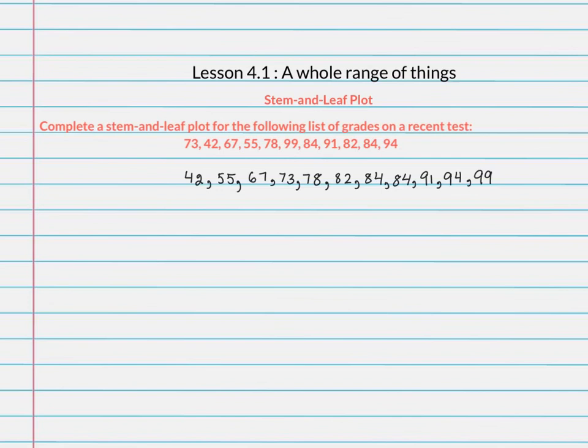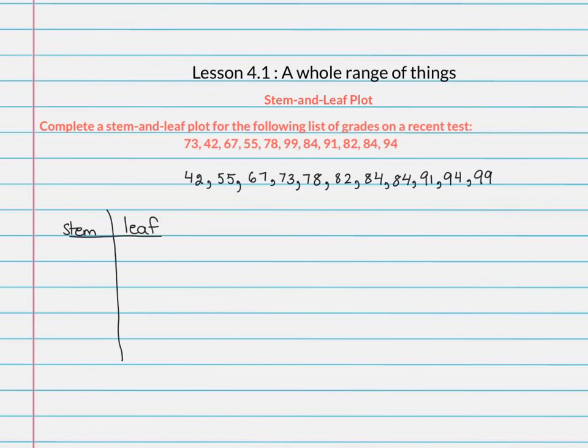It is a visual representation where we have to draw like a table. This table is divided into two parts. This part is called a stem, and the part here is called a leaf. What is a stem? What's a leaf? We go back to our data. The leaf here is the last digit in every value. For example, the leaf here is 2, here it's 5, here it's 7, here it's 3, 8, 2, 4, 4, 1, 4, 9. If this is the leaf, then whatever is left is the stem.